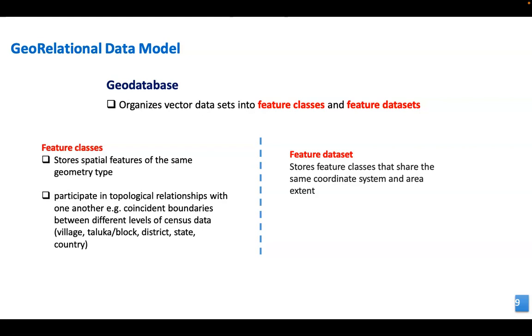The feature class stores spatial features of the same geometry type that participate in topological relationships with one another, that is, coincident boundaries between different levels of the census data like village, taluka, block, district, state, and country. But feature datasets store classes that share the same coordinate system and area extent. So a feature class will be the unit of data and the dataset will be a collection or store of the feature classes.